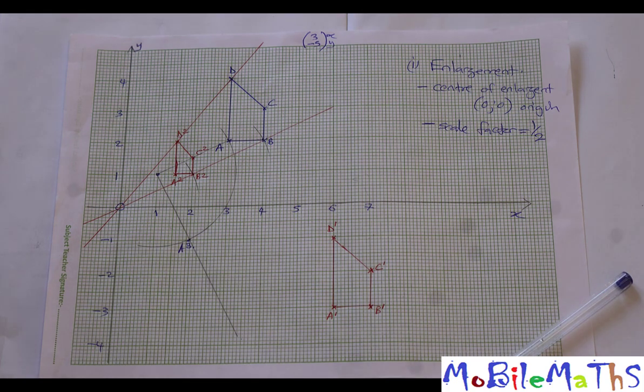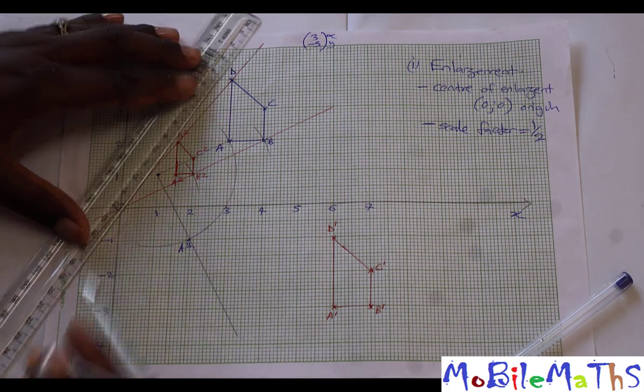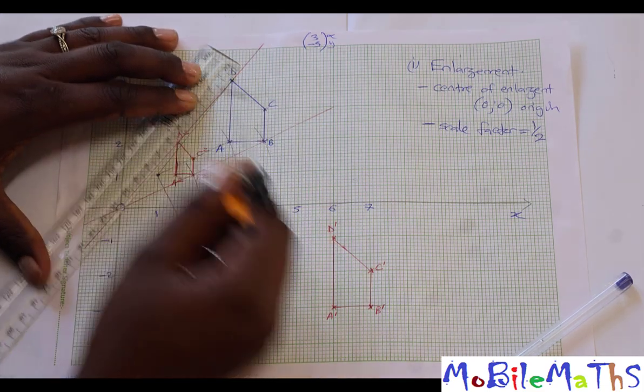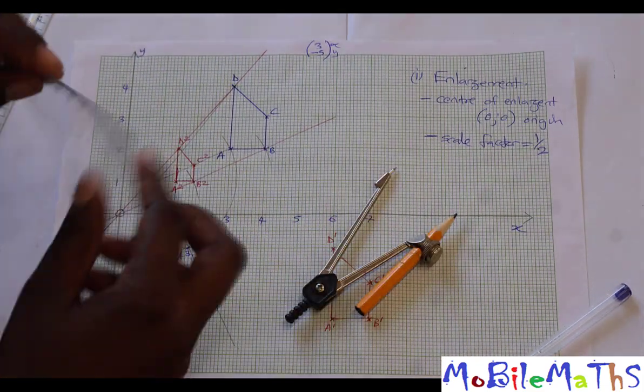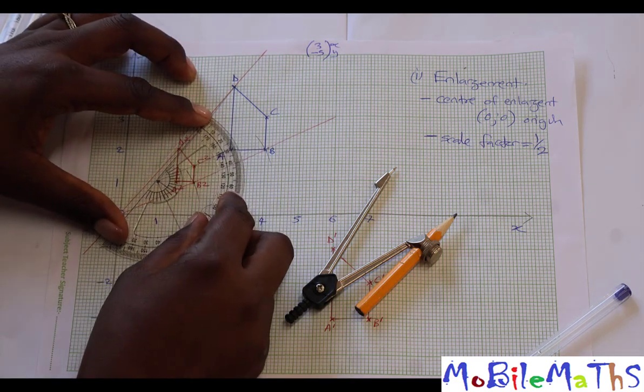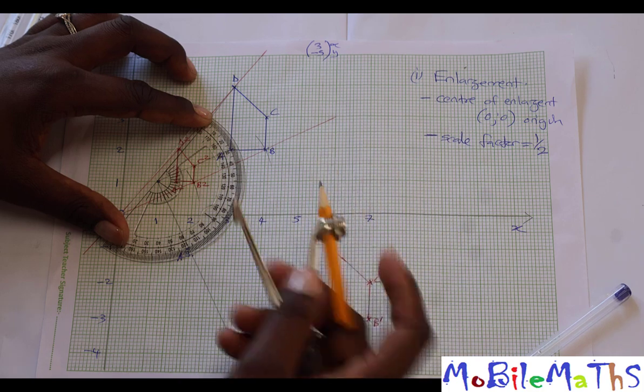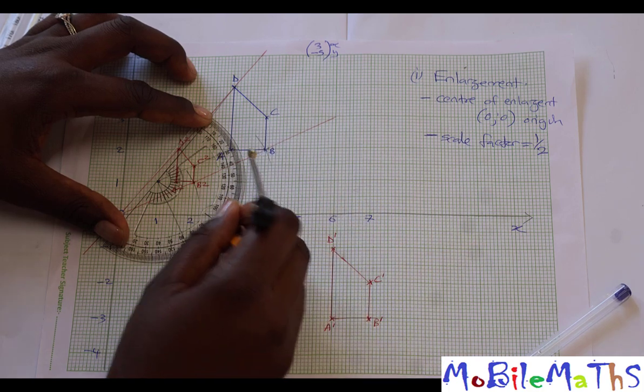I do the same for D. Let me do it for D. I draw a straight line. I'm going to measure my 90 degrees. Okay, 90 degrees is going to pass through here.